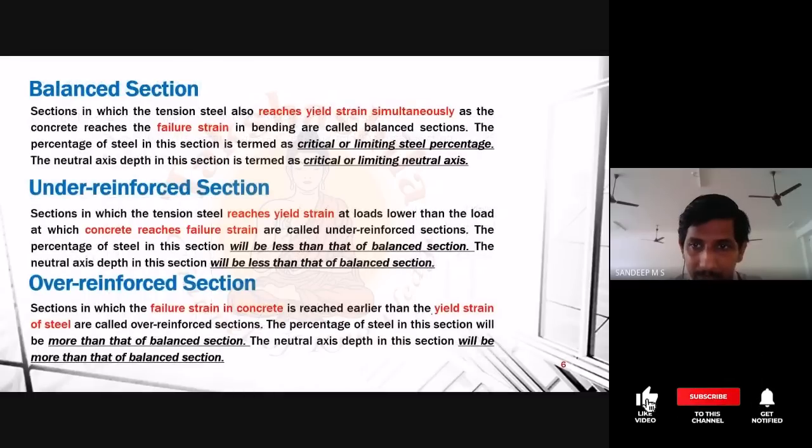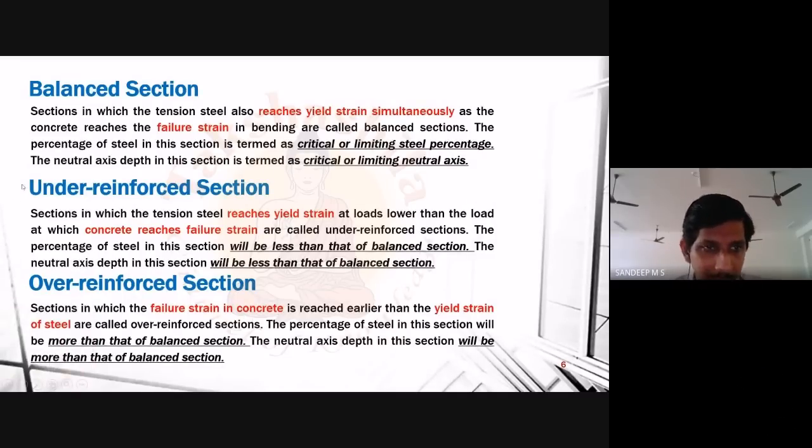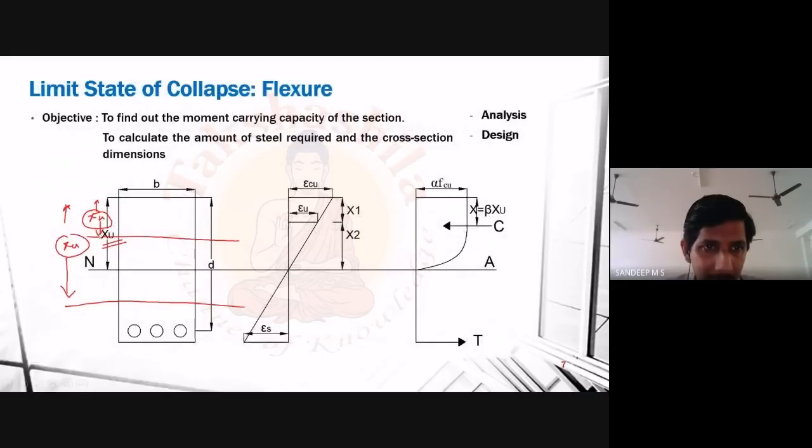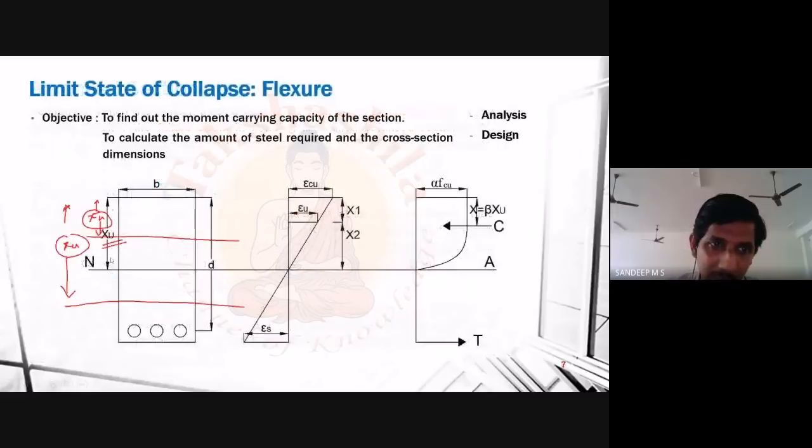So that is what is mentioned here. If you are considering under reinforced section, please note here, the neutral axis depth in this section will be less than that of balance section. As we have seen now, in the case of under reinforced section, we have a smaller value for our XU. That is what is explained in this last sentence. Similarly, in the case of over reinforced section, what will happen? The neutral axis depth in this section will be more than that of balance section. That also we have seen now.